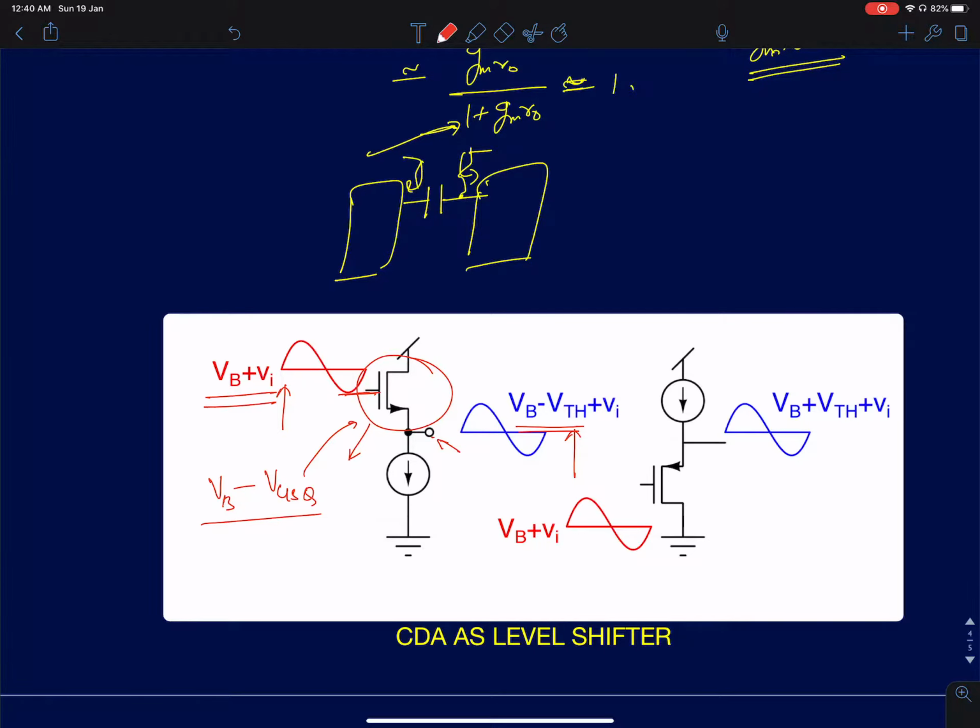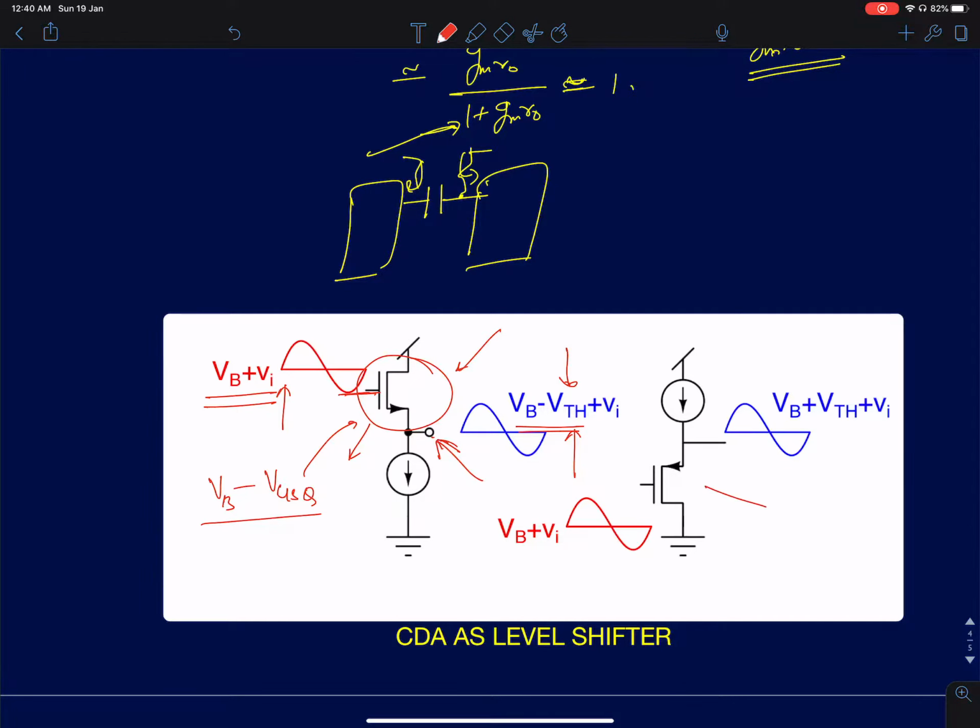If you choose your device size sufficiently large, then the VGS will be very close to VTH. So that's what I've written here. You can actually drop it by a VT voltage. You can reduce the DC voltage of the input signal by VT by using an NMOS common drain amplifier. A common drain amplifier is a level shifter.